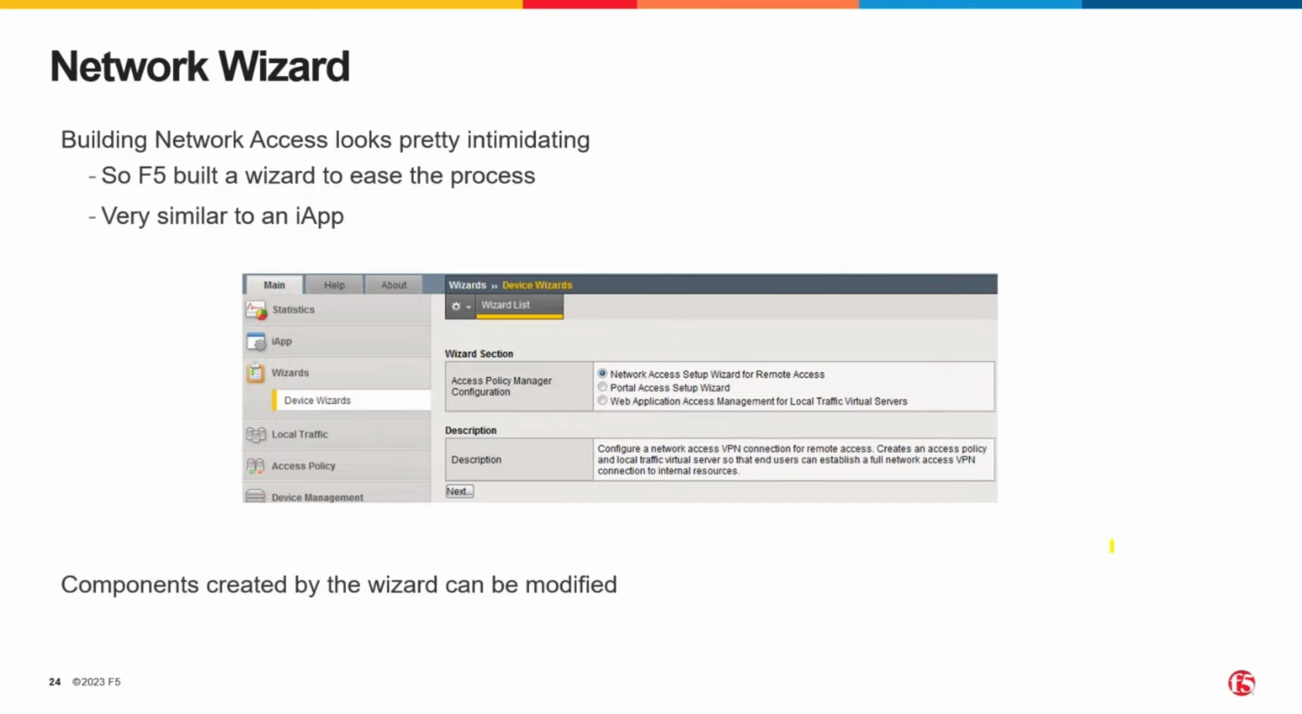Our first lab will use the wizard. Using the device wizards here, we are going to use one of the three options available: network access, so full tunnel VPN, and portal access. This is some kind of rewrite. I can show you how it works, however we will configure that later during the second exercise, as far as I remember. And then you have this web application access management for local traffic virtual servers. This will be our first lab, the easiest configuration that we can achieve with APM.